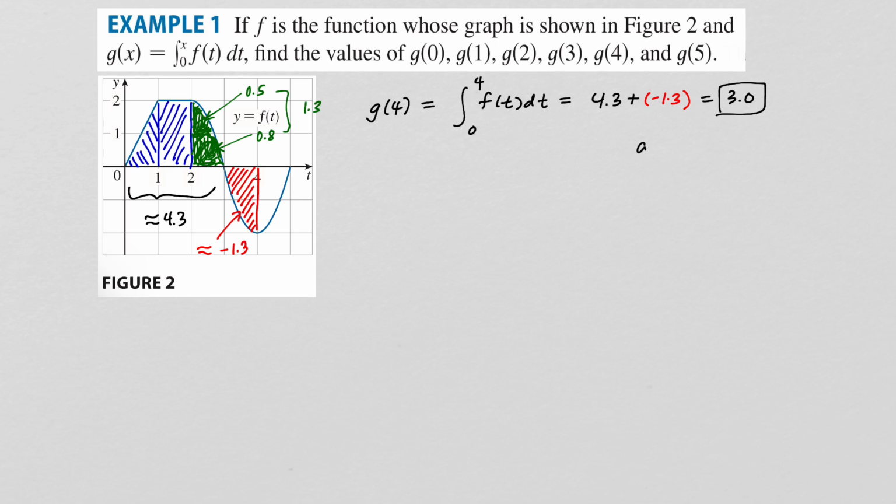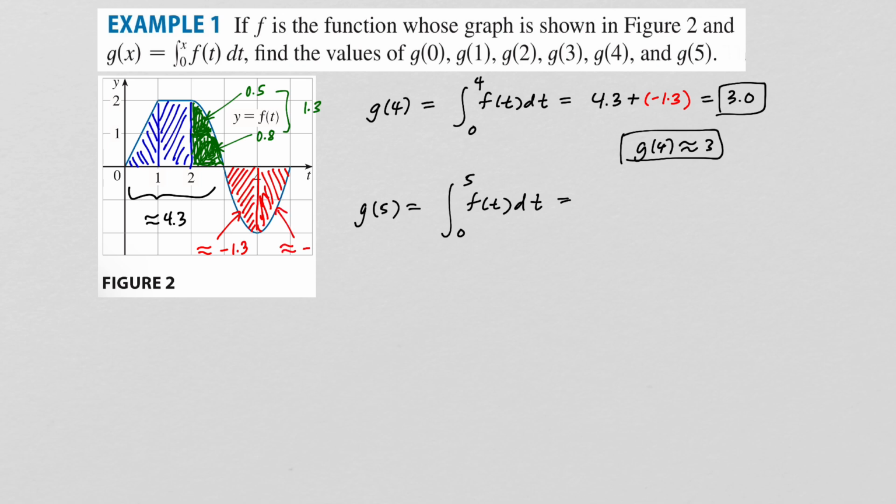So g of 4, again, we'll say is approximately 3 units. And finally, g of 5 is the area from 0 to 5 under the curve. So it's the definite integral from 0 to 5. And if you look carefully here, all we're doing is adding this little bit of area now. But doesn't this area here look identical to this area here? It does to me. So I'm going to say this is approximately another negative 1.3.